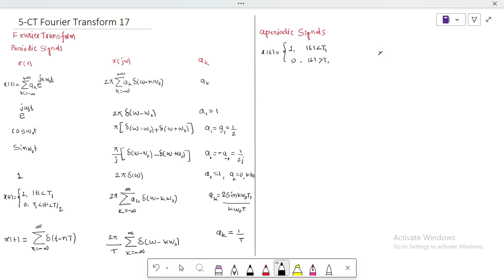For that Fourier transform, x of j omega, you know that x of j omega is nothing but ak into t, and k omega naught must be replaced by omega. That's it. So that equals 2 into sine omega t1 by omega. So this is the Fourier transform for the rectangular pulse.